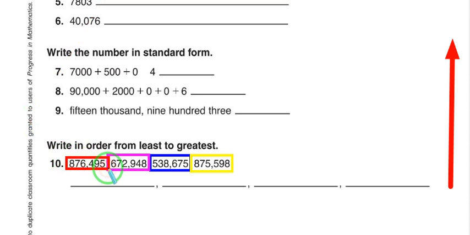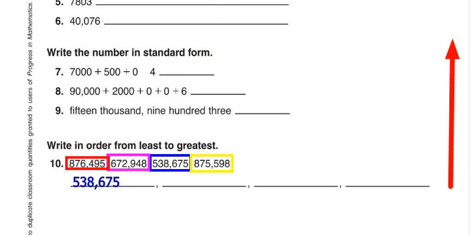So now we just have to write them in order from least to greatest. What is the first number? The first number is 538, comma, 675. How to read this number? We read it 538,675. This is the least. Now let's move to the next one.